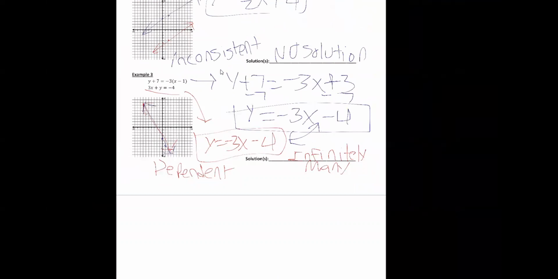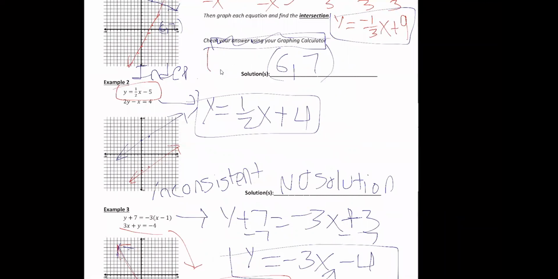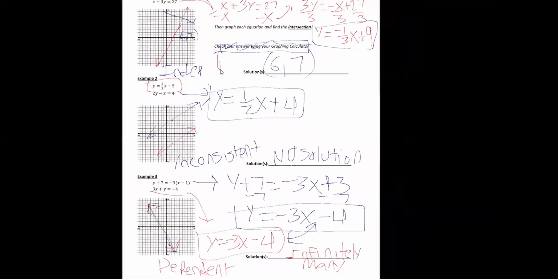Eventually when we have our quiz or test over this, I'll probably give you a couple questions where I ask you to classify a system of equations. That's what I mean. So if it has one solution, we call it independent. If it has no solutions, we call it inconsistent. And if it's the same line, really infinitely many solutions, it's dependent.